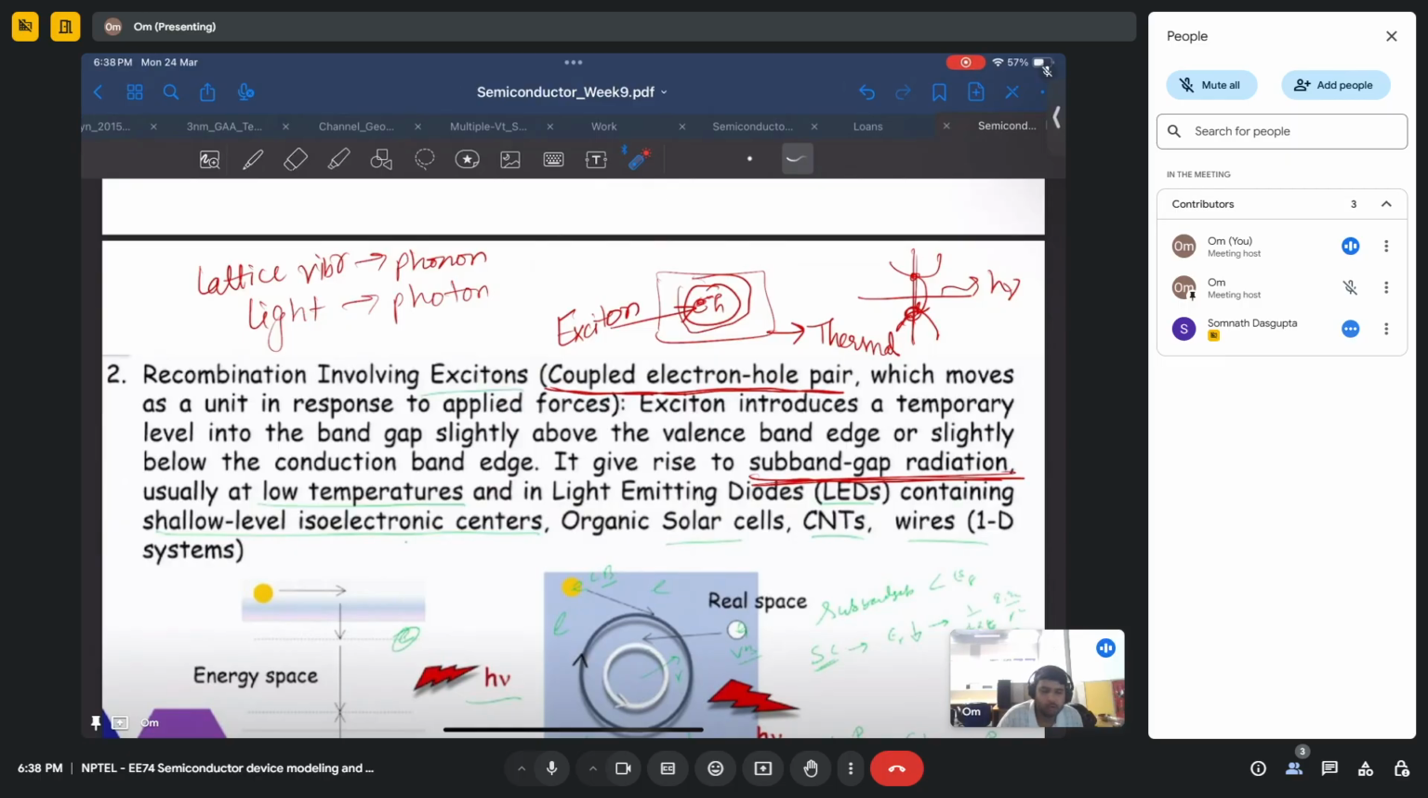Could be true. I cannot comment on that. I do not have that clarity right now, unfortunately. I do not know how organic solar cells work.